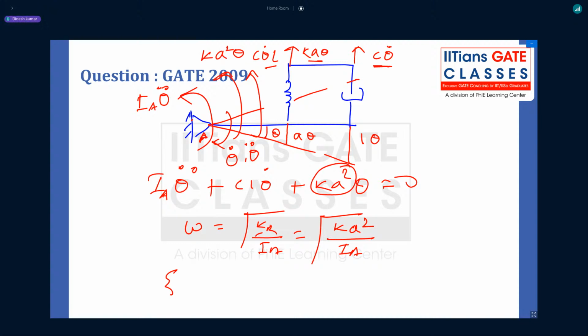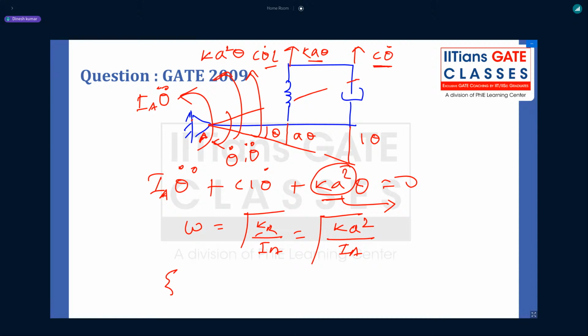No, Ravi, it is not K, it is KR. And what is the KR? Clear? That is the mistake. Okay. So natural frequency is what? Under root K A square upon IA.